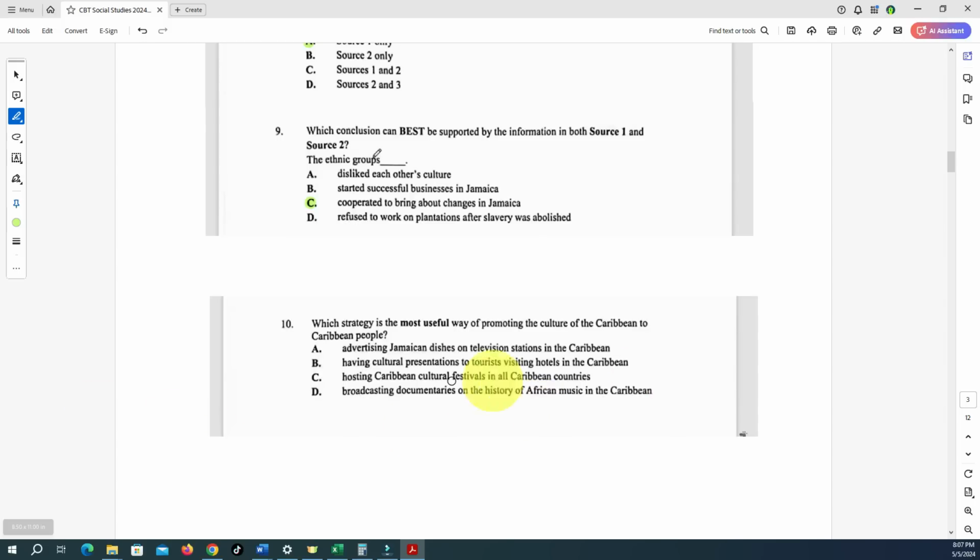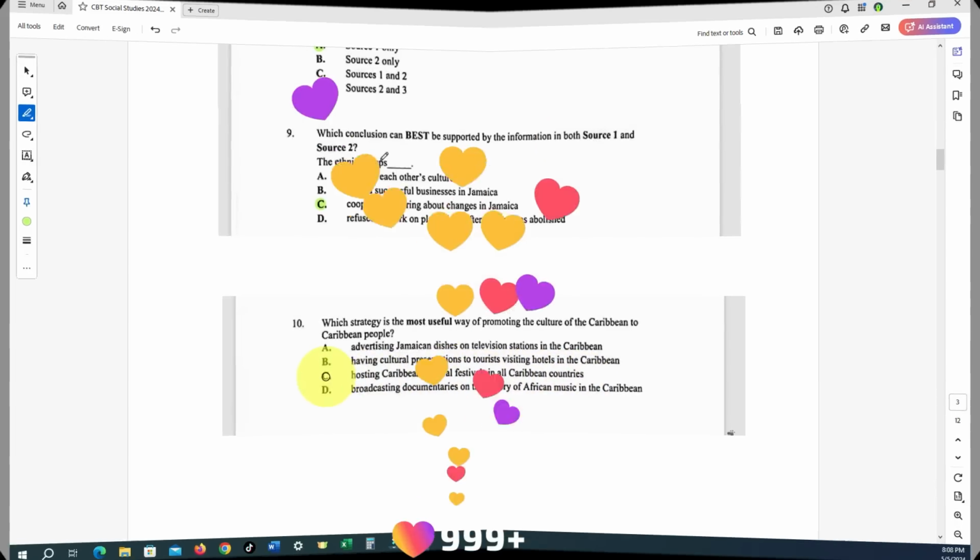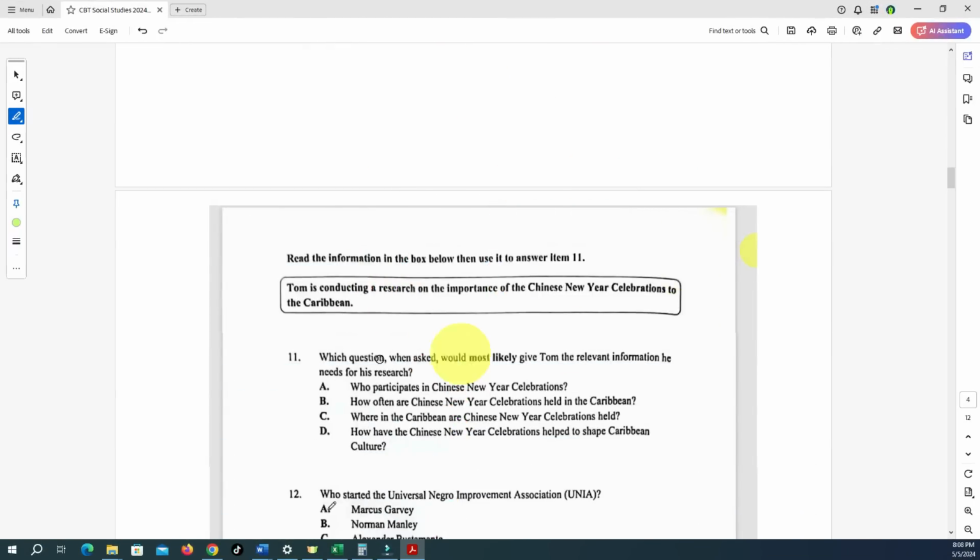Okay. Number 10. Which strategy is the most useful way of promoting the culture of the Caribbean to Caribbean people? Advertising Jamaican dishes. This is just Jamaica, so let's stop here. Having cultural presentation to tourists, just to tourists? No. Hosting Caribbean cultural festivals in all Caribbean countries. I'll say C. Number 11.